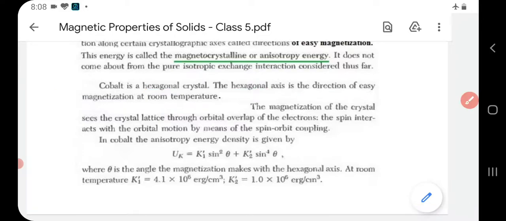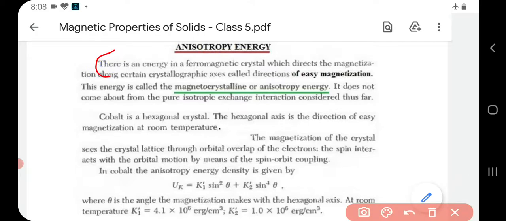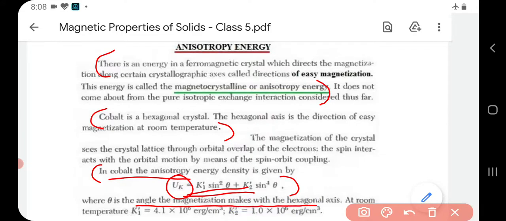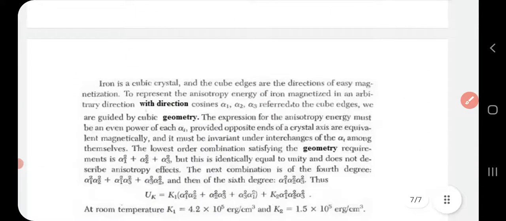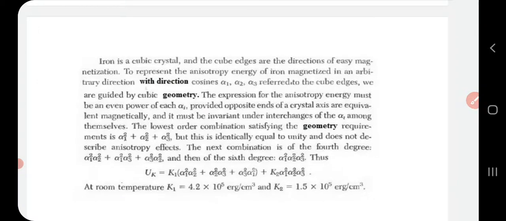So first you write this definition. What is anisotropy energy? Then start with an example of cobalt. Then after that write this sentence: in cobalt, anisotropy energy is given by this expression. UK, that is anisotropy energy in the case of hexagonal crystal cobalt, equals K1' sin squared theta plus K2' sin raised to 4 theta. Here theta is the angle the magnetization makes with the hexagonal axis. Now just mention the room temperature values of K1' and K2'. Okay, that is enough.